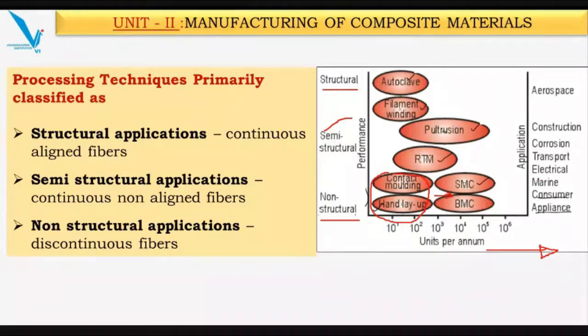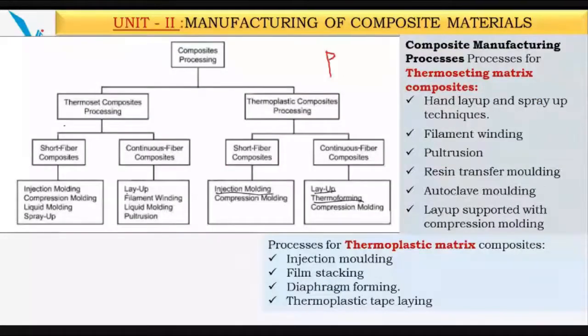Then this is the semi-structural. Then you can go for resin transfer molding, then pultrusion and so on. But if you go for high-end applications, aerospace, and automotive is not mentioned but is also there, then autoclave molding, filament winding, and even resin transfer molding come here. So these are a very rough classification of how the manufacturing techniques are classified based on their applications and loading conditions. I'm explaining these with respect to PMC, the polymer matrix composite.